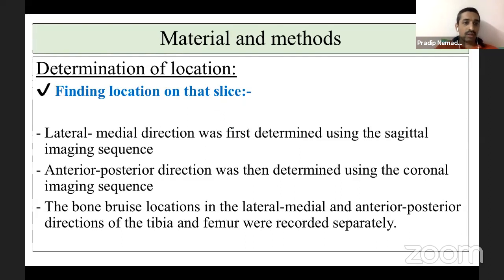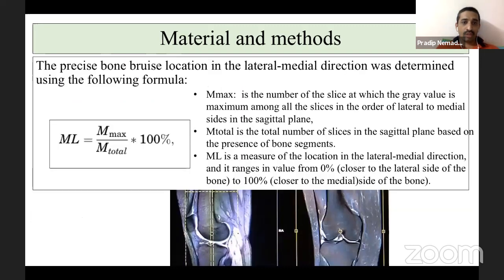Now, to determine the location, the lateral to medial direction was first determined by using the sagittal image sequence, and anterior to posterior was determined by using the coronal image sequence. It looks a little confusing how they do that, but I will try to explain. The bone bruise location in the lateral and medial and anterior posterior direction of the tibia and femur were recorded separately. So how did they do the lateral to medial direction? This diagram is not from the article, but I have just put it in for understanding. The M max is the number of the slice at which the gray value was maximum. That is called M max, and M total is the total number of slides.